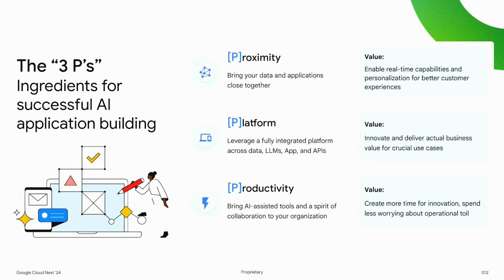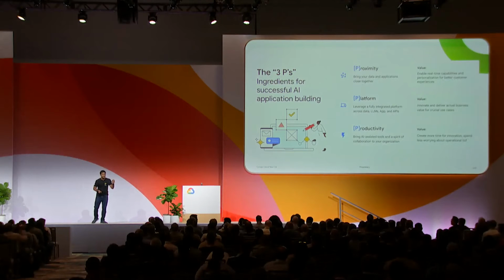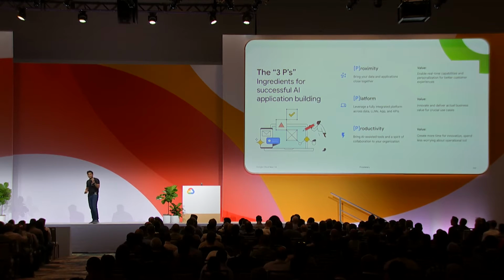Second, platform. Every day, there's a new model that's coming out. LLMs are the new application. So you want to think about it as an end-to-end, not just in terms of these LLMs and models. You really need to think about it from a platform perspective, a fully integrated platform that can take these LLMs, your data, application, APIs, and bring them all together as well.